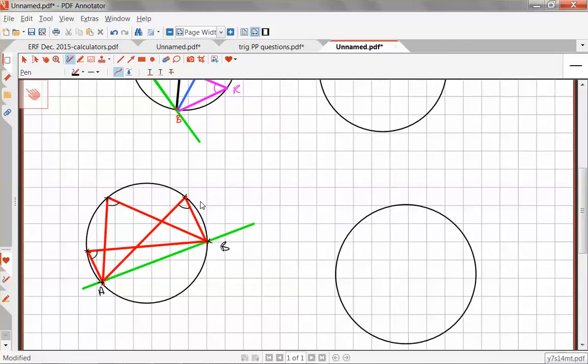Now, just to show you, if I change to this side, but I still go A to B, what do you think about that angle? Is it the same or is it different? It's different, because it's a different side of that green line. However, if I do the same thing here, what can you say about all the blue angles? They're all the same. So it depends which side of the line you're on.